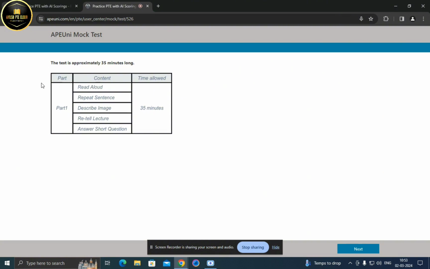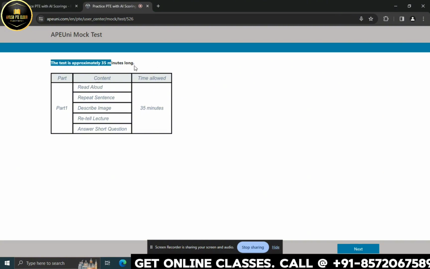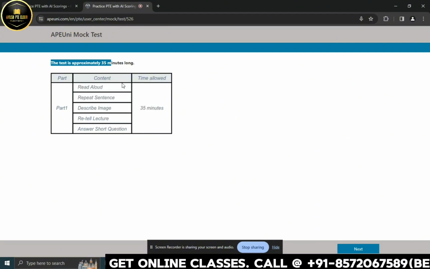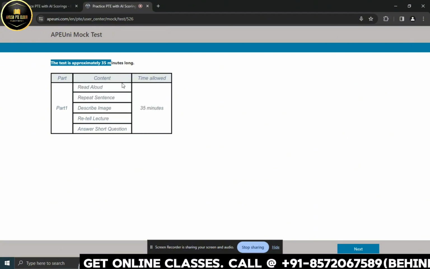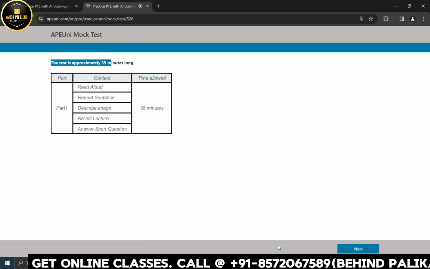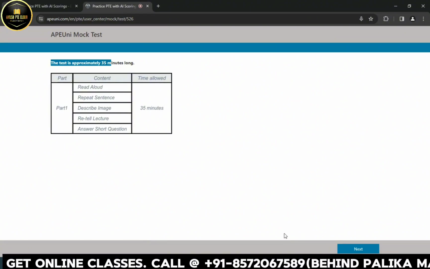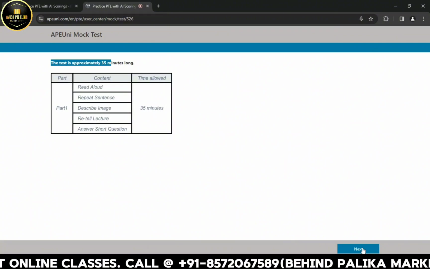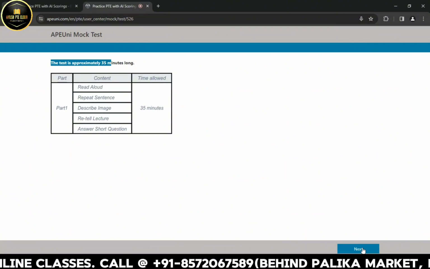And as you know that like in case of speaking, this is approximately 35 minutes long, and it has the different parts like read alouds, repeat sentence, describe image, read a lecture, and answer short questions. We will try to end every one of them with the good notes. So let's start it out and just have a look कि कैसे करना है उसको.